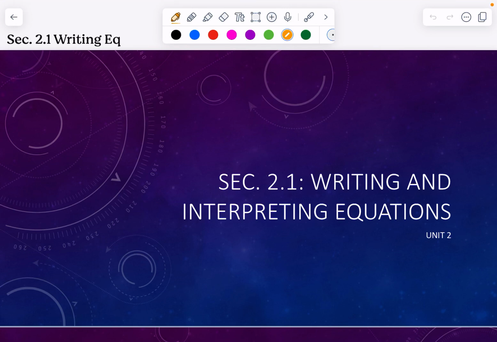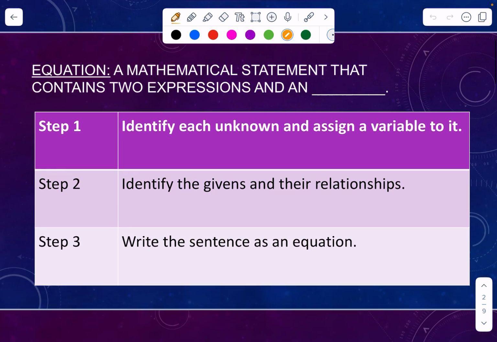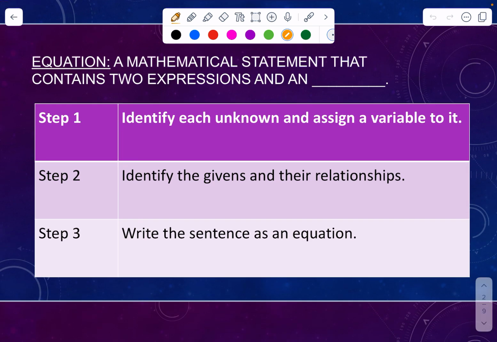We are starting here into Unit 2, which is all about equations. And today we are going to do Section 2.1, Writing and Interpreting Equations. So let's start with this first one. An equation is a mathematical statement that contains two expressions and an equal sign. Okay? Two expressions and an equal sign.